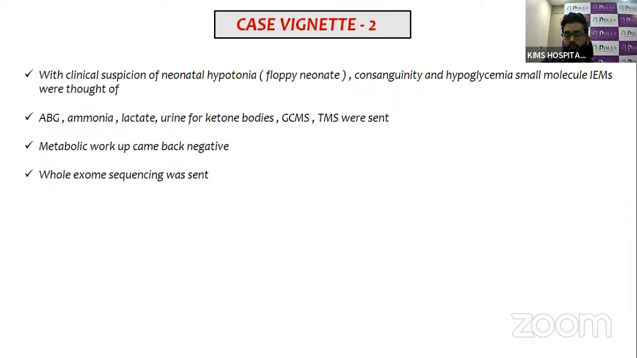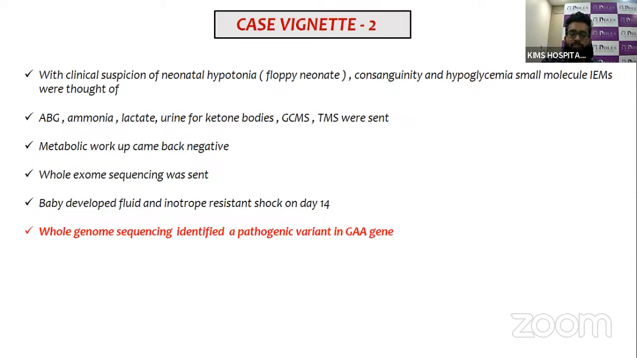However, a whole exome sequencing was sent, and meanwhile the report was awaited. The baby developed fluid and inotrope resistant shock on day 14 of life. On revisiting, we have another clue in our clinical handle that there's probably some problem with the circulation. I mean, it could be sepsis as well. The sequencing came back with an identified pathogenic variant in the GAA gene, which is basically the pathogenic variant described in Pompe's disorder.